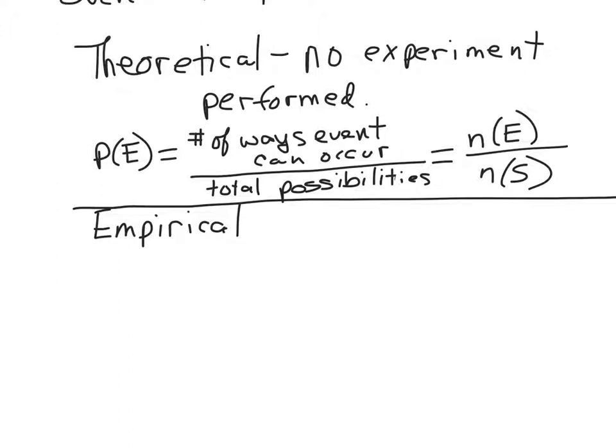So the only way for me to really figure that probability is to actually toss this chair into the air, maybe, I don't know, 25 times, 50 times, whatever, and see how many times it lands on all 4. So I'm actually performing the experiment. That's empirical probability. So with empirical probability, the experiment is performed.